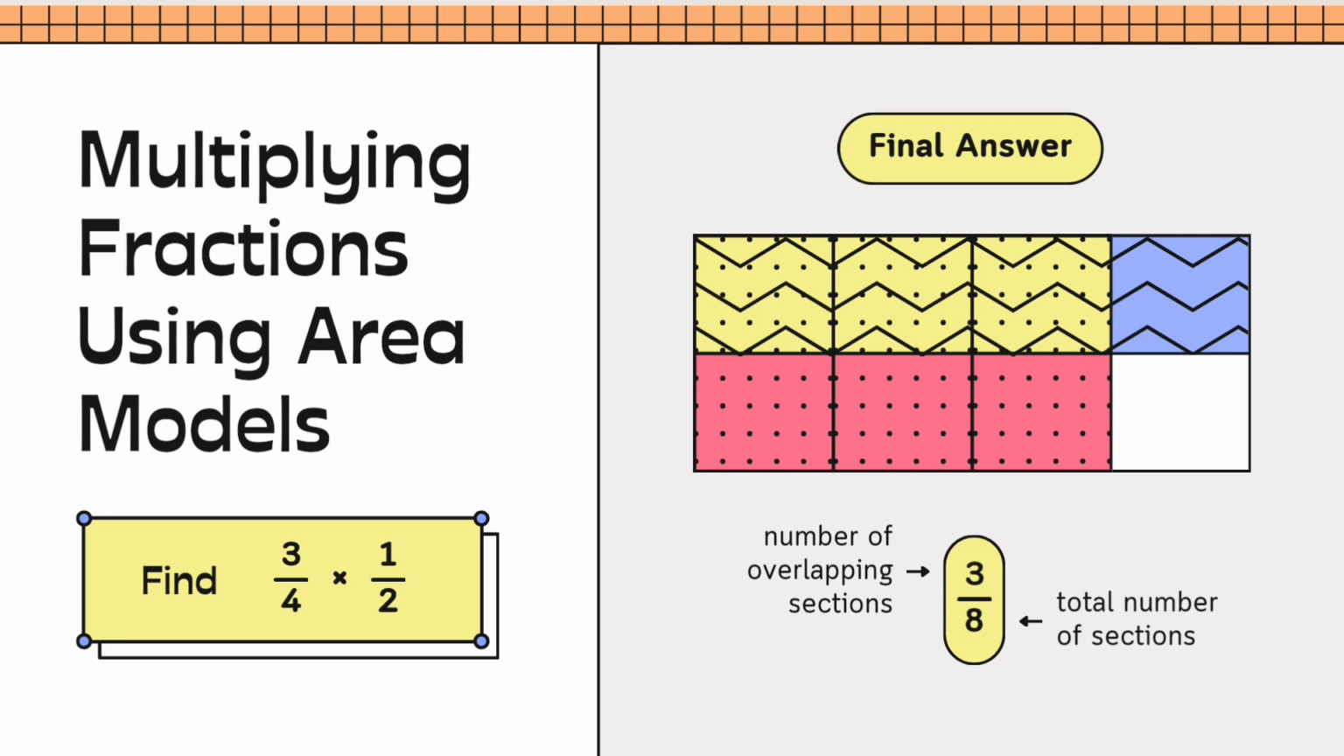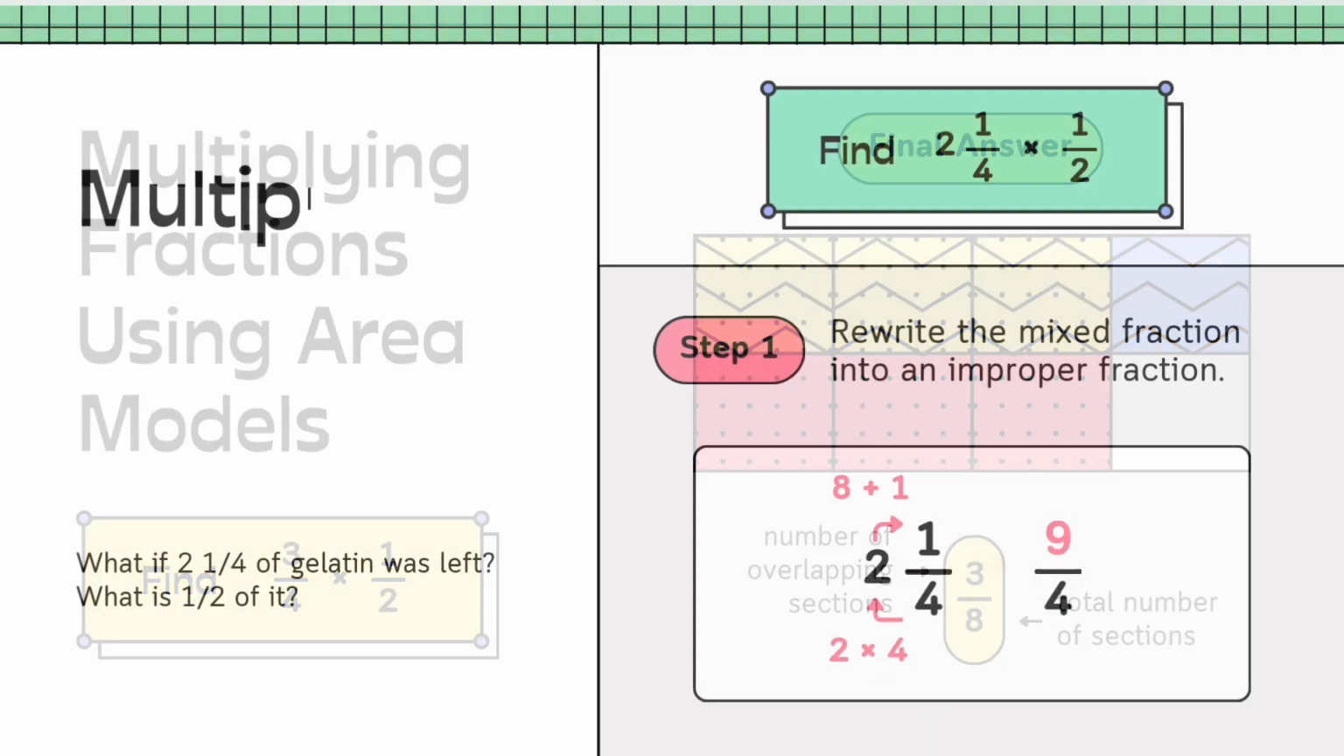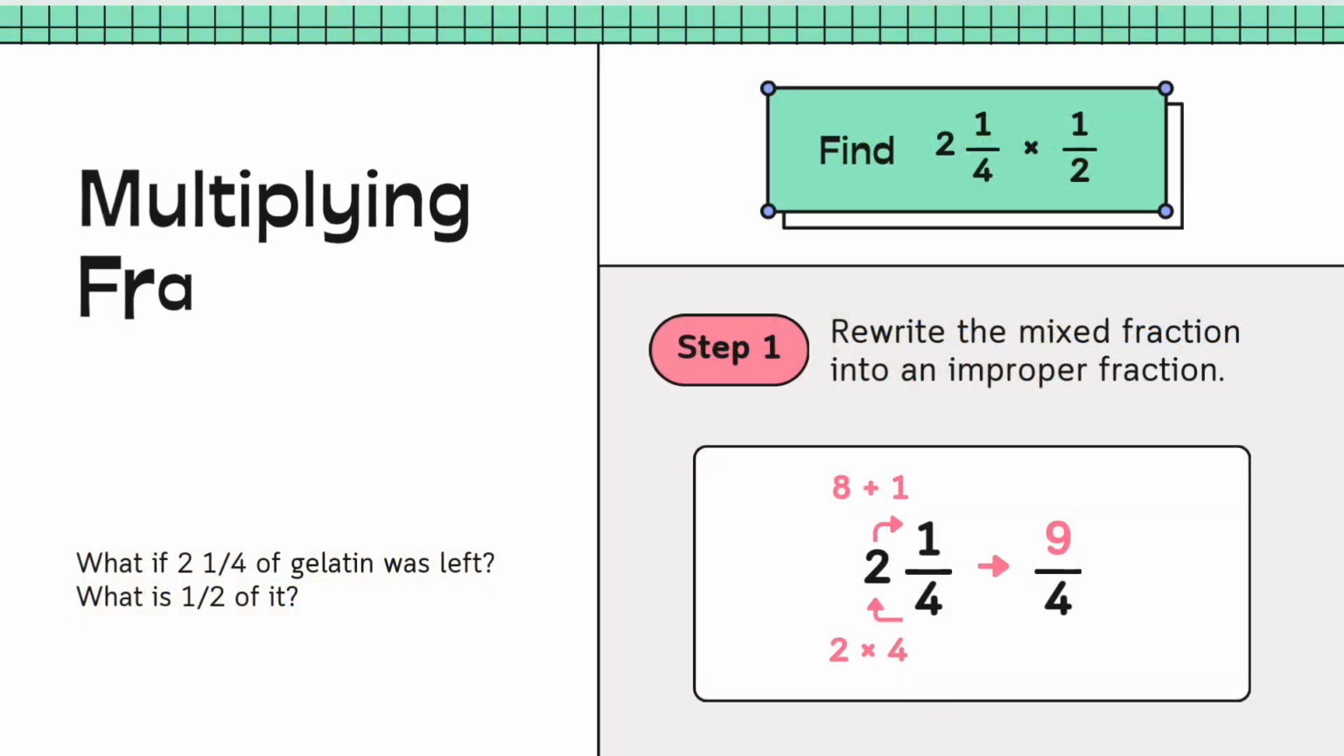So what we have to write? 3 in the numerator place and 8 at the denominator place. Yes, in this way we can solve multiplication of fractions using area models. Now we will see how to multiply fractions and mixed fractions. So here there is a question.